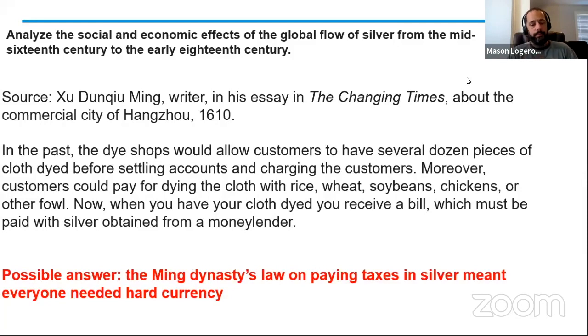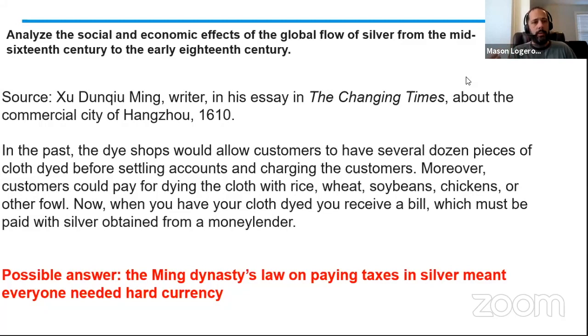All right, welcome back. If we're going to talk about historical situation, notice this is being written in China. He's talking about the fact that dye shops in China are now expecting customers to pay in silver, because the dye shop itself also needs silver to be able to pay its taxes to the Ming officials. So if I'm talking about historical situation, I'm definitely going to bring in the fact that the Ming officials are expecting taxes to be paid in silver. That means that everyone needs that hard currency.